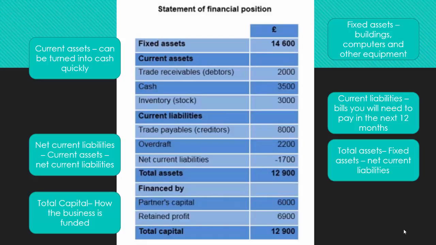The other thing is an overdraft. An overdraft, in this case £2,200. An overdraft is money that you borrow from the bank. Some of you may have had an overdraft in the past. The difference between an overdraft and a loan is that you might say to the bank, I would like an overdraft of £2,000, and they'll say okay.